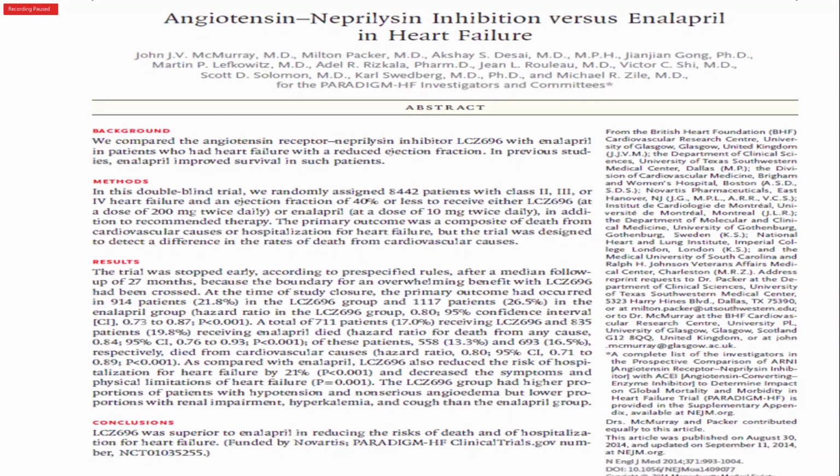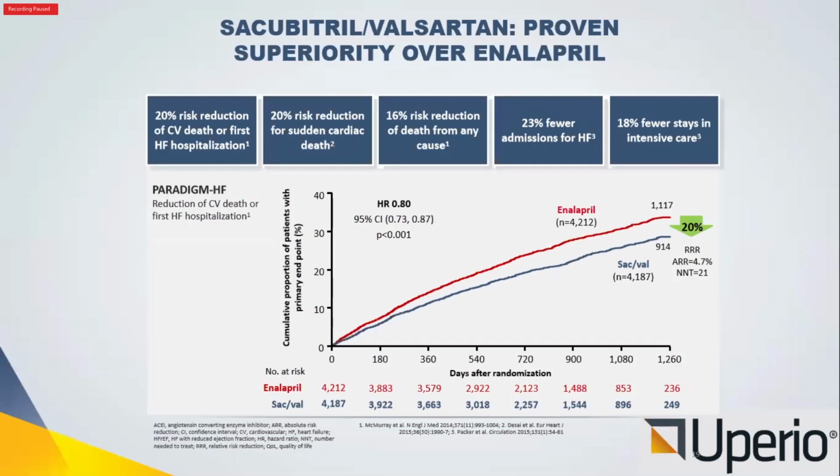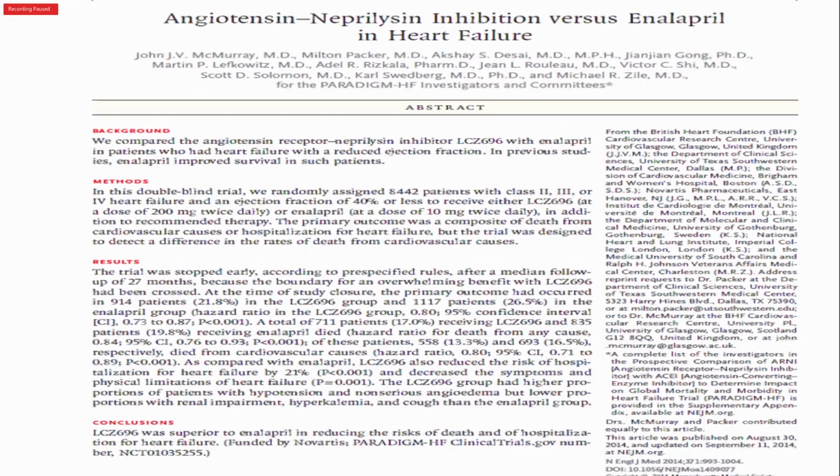In the angiotensin-neprilysin inhibition versus enalapril study, this is looking at sacubitril versus an ACE inhibitor. The conclusion was that, if you can see it, let me see whether this thing works here, please go back. Yes, you can see that the sacubitril was superior to enalapril in reducing the risk of death and hospitalization for heart failure. So that is what this group of drugs does. Next slide.